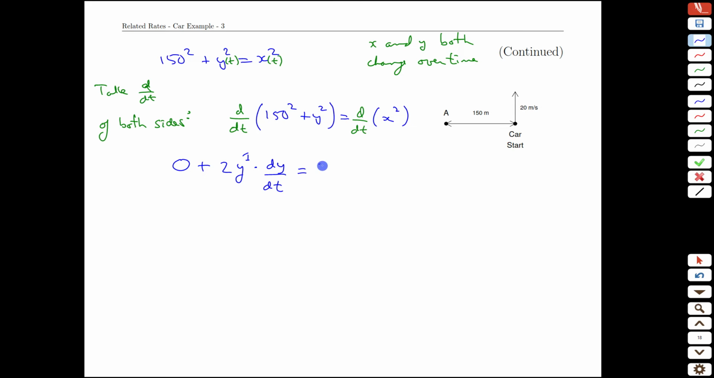On the right-hand side, we get the same idea. We have x squared. The derivative of x squared is 2x to the power 1 times the derivative of the inside, the derivative of x, with respect to the time variable that we're using in our derivative. So notice that we get two time derivatives out of this because we took the time derivative of both sides.